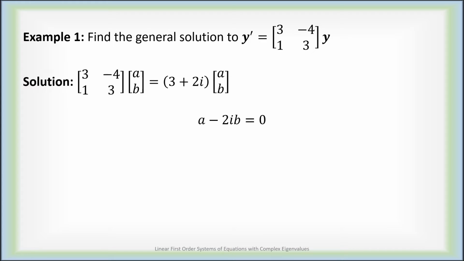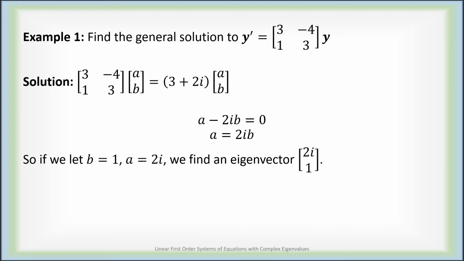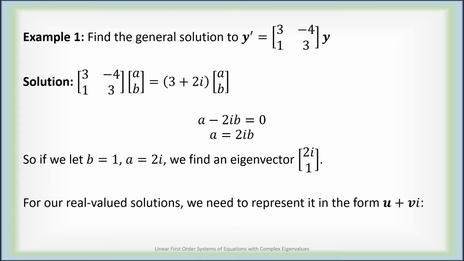So the only equation we have to solve is a minus 2ib is equal to 0. In other words, a is 2i times b. So let's just go ahead and let b equal 1. Therefore, a is 2i. So we have an eigenvector now of 2i, 1. For real valued solutions, we want to express it in the form u plus vi. We want to separate this eigenvector into its real and imaginary parts. So we simply write it as 0, 1 plus 2, 0 times i. So in this formulation of u plus vi, u is the vector 0, 1, and v is the vector 2, 0.